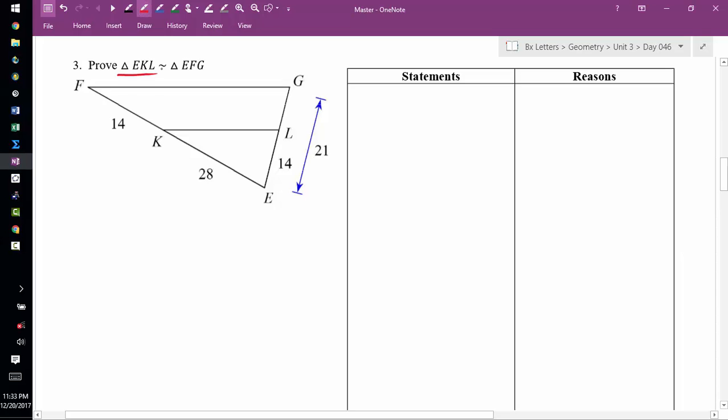But let's trace out our triangles. We've got this small triangle, EKL, so E to K to L. And that's supposed to be similar to this larger overlapping triangle. Boom, EFG. And here you can see I only have this small side and this larger side. I don't know anything about that base. So I can't use side to side to side, right? Because I don't have that third side.